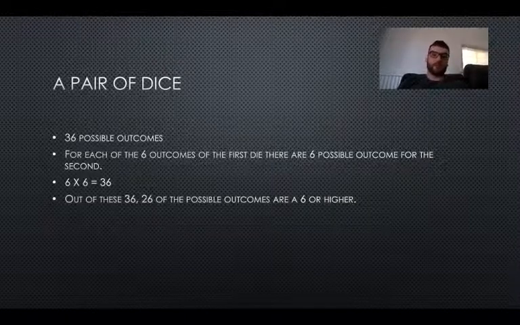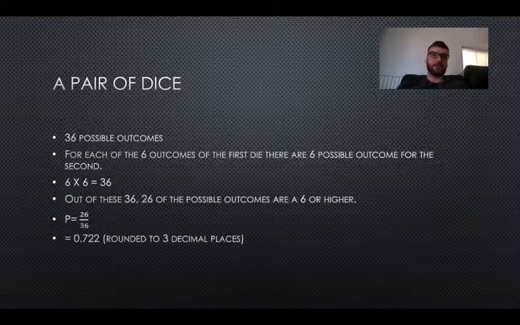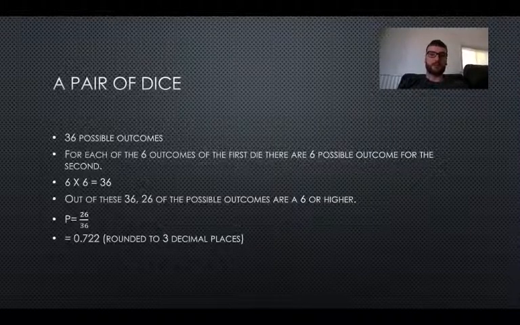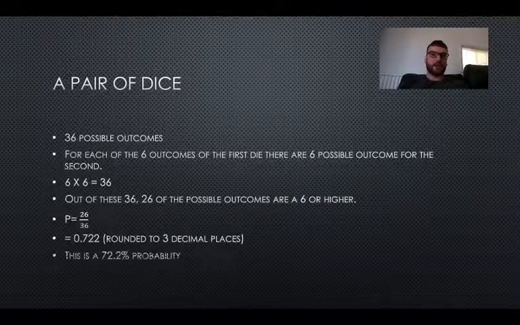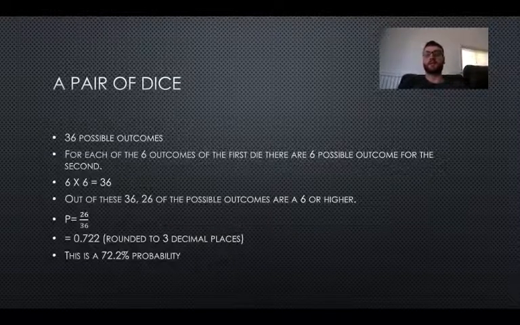So this is what it looks like in an equation. It's 26 over 36, which gives us 0.722 rounded to 3 decimal places. It was recurring, the 2's at the end of that. So that is a 72.2% probability that you're going to get a 6 or higher, which is quite a lot different to the 16.7% I think you got from rolling one die.